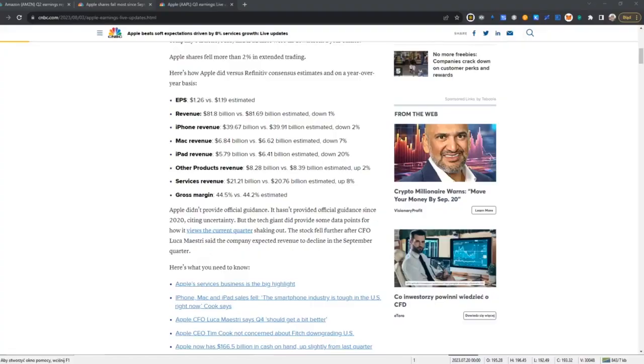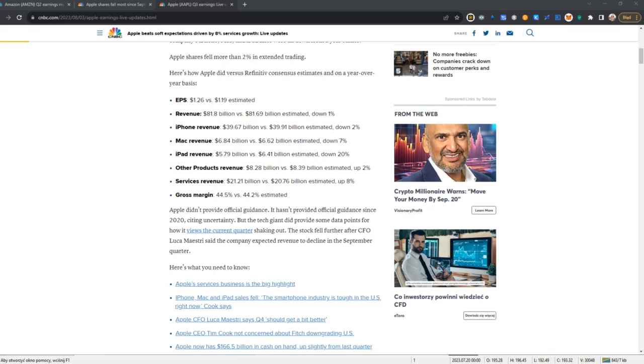Okay, so let's start with Apple. We've seen recently the earnings reports, EPS 1.26 versus 1.19 estimation, but iPhone revenue, Mac revenue, iPad revenue all down. Only other products revenue and services revenue been up. So we recently seen some kind of rejection when it comes to the price of Apple.